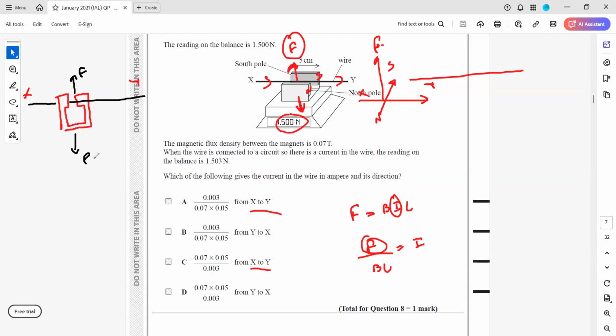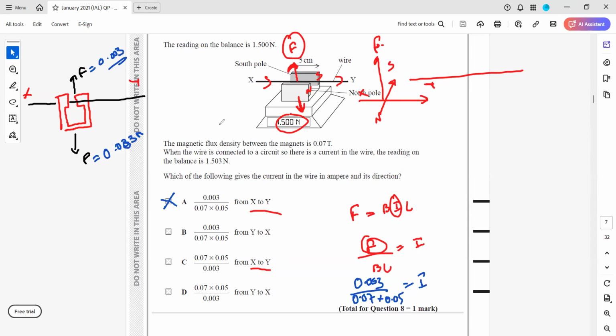And how much does the reading of the balance increase? It increases by 0.003, so the additional force is 0.003 newton. So this force will also be 0.003 newton. That's why we put it here. We'll put 0.003. B is the strength of the magnetic field, which is 0.07. And L is the length of the wire, which is 5 centimeters, 0.05 meter. So we'll get the value for I. Is it clear, this one?